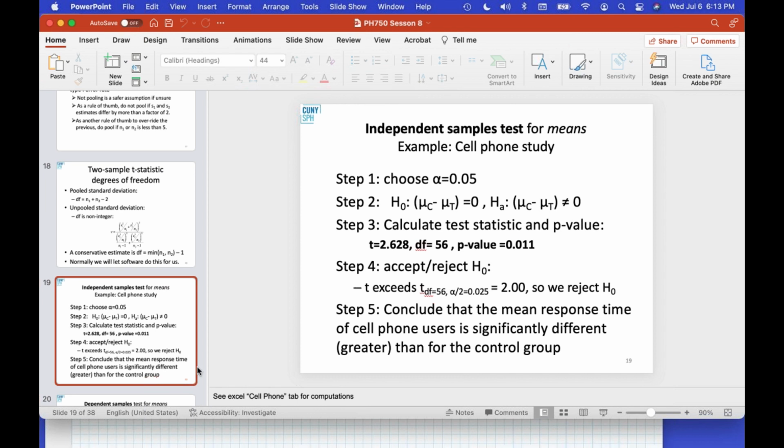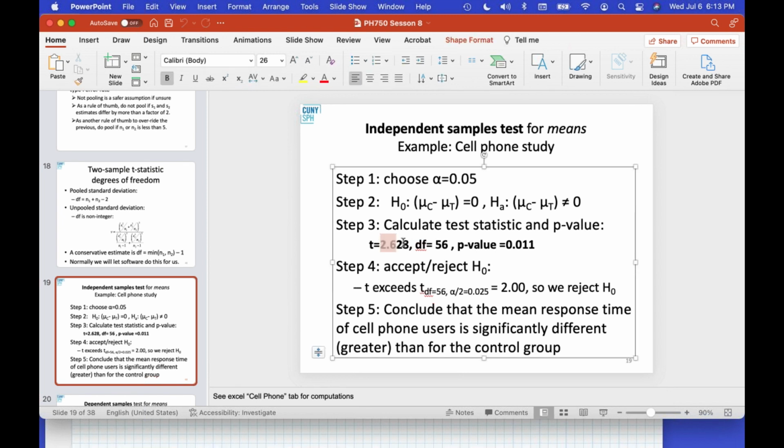But at any rate, we calculate a t statistic. That t statistic comes out to be 2.628, and our degrees of freedom are equal to 56, and our p-value is equal to 0.011. So what is this telling us? This tells us that these two means are this far apart in standard errors, the t-score, in other words. Our degrees of freedom is 56.